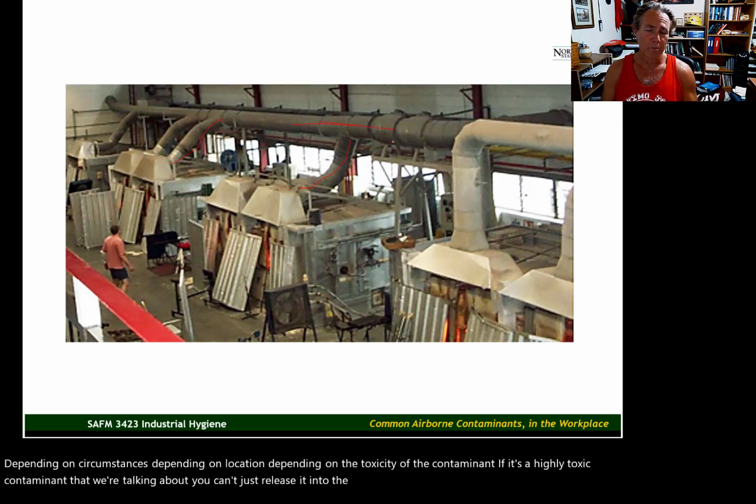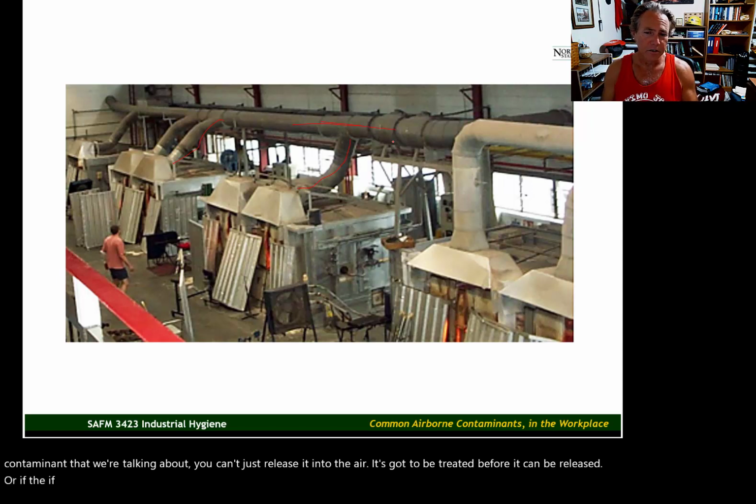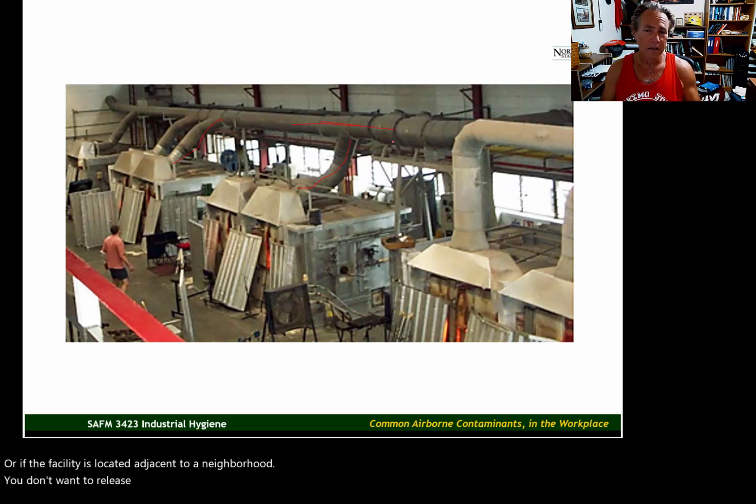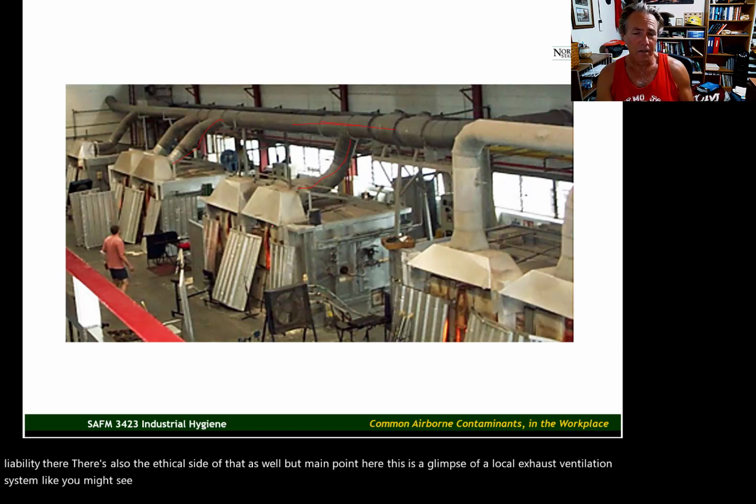It's got to be treated before it can be released, or if the facility is located adjacent to a neighborhood. You don't want to release even low toxicity contaminants into a neighborhood where kids and families live. There's liability there. There's also the ethical side of that as well. But main point here, this is a glimpse of a local exhaust ventilation system like you might see in an industrial facility.